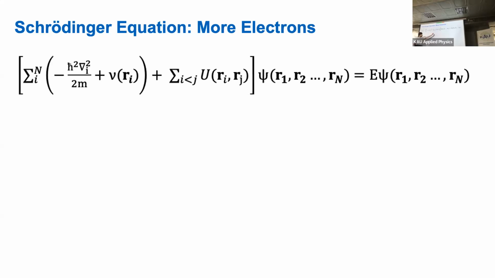Then we have the psi function, which depends on all coordinates of all elements in our system, and we should get this energy. And how can we get it? We don't know. We can't get this energy by solving this equation analytically, because nobody knows how to solve it analytically. That's why we should make some tricks.